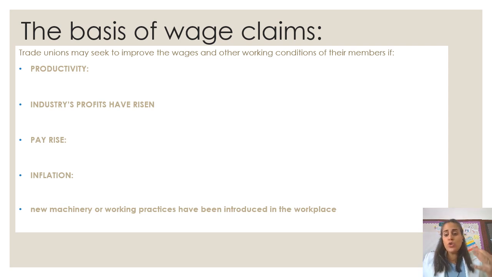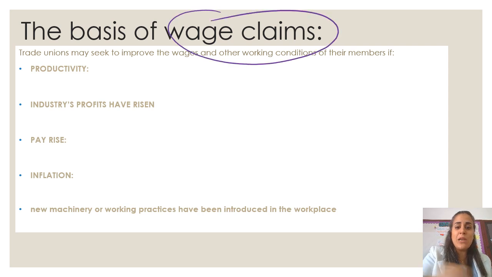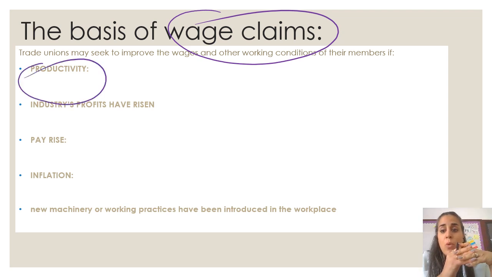Now, in order to argue with the employer or have a valid reason for the increase in wage, I would call that wage claims. So there are a number of arguments a trade union can put forward while asking for a wage rise. The first one would be productivity. When I am talking about productivity, it is that the workers deserve to be paid more because they are becoming more productive in their job.